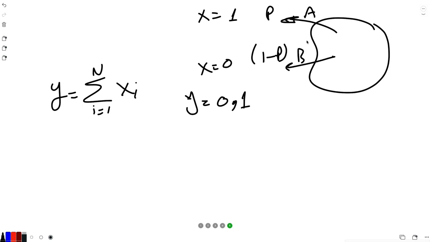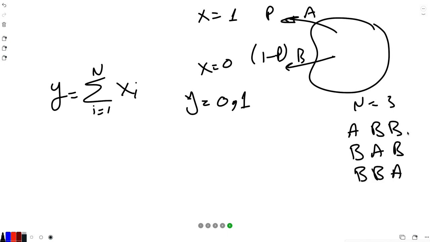Okay, so in this case, assume that n equal to 3. Then y equals 1 if we have the outcomes A, B, B, then it will be 1. But also B, A, B, this equals 1. And also B, B, A, this equals 1. So we have three options actually to get the summation equal to 1, and it can be 2, it can be 3, it can be up to what? Up to n, because if all of them were A, then the result will be n. So these will be the outcomes of this experiment.